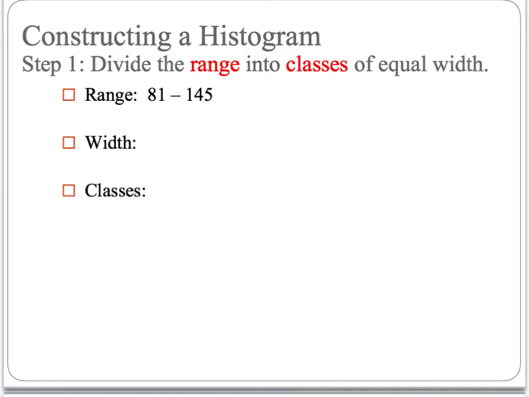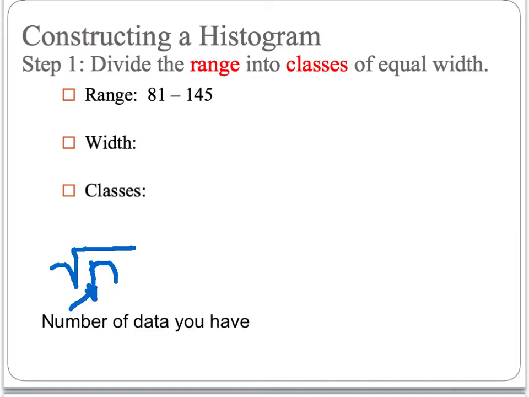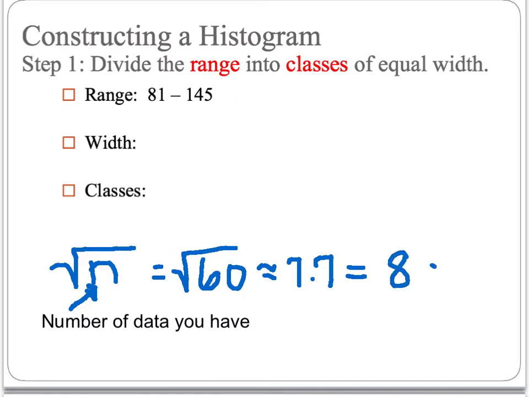Now ours range from 81 to 145 as we previously discussed, and a good rule of thumb for determining the number of classes is to take the square root of n, the number of data values that you have. So in our case we had 60 data values, and so we would take the square root of 60, which gives us approximately 7.7, and then we round that up, and so we'll have 8 total classes. And even if that had been 7.1, we would still round up to get our classes.